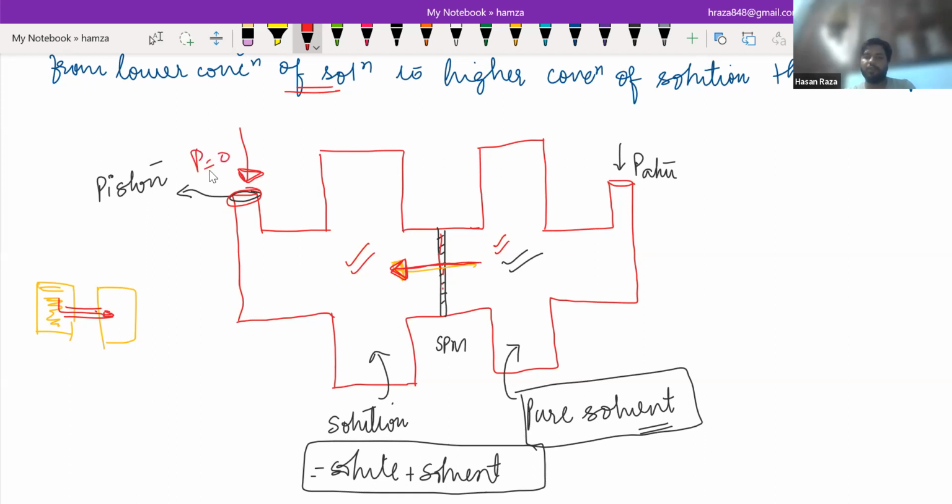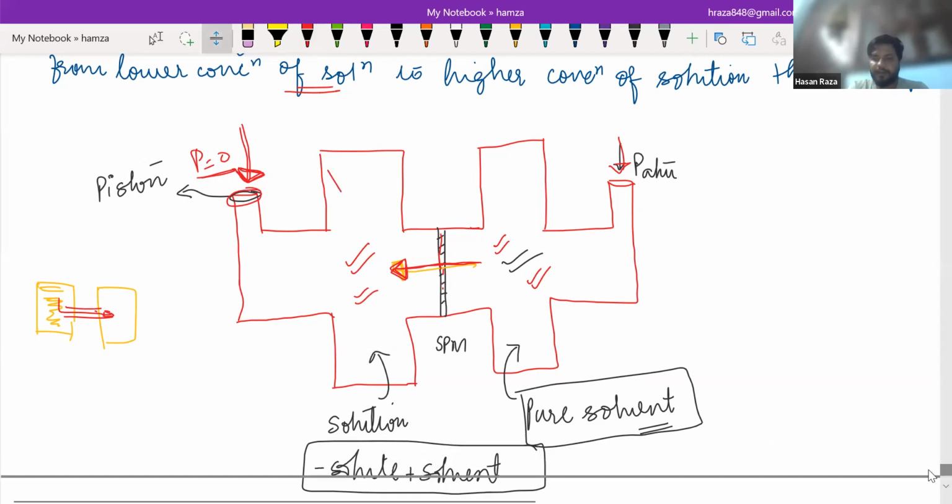If you are not applying pressure, that is zero. Here it will be P1, that is atmospheric pressure. But if the concentration of solvent on the right hand side is greater than the concentration of solvent on the left hand side, the movement will take place. That is called osmosis. But we have a piston, so you are going to apply a pressure, that pressure which stops this movement or process, which stops osmosis, that is called osmotic pressure. Is that clear, Fatima?